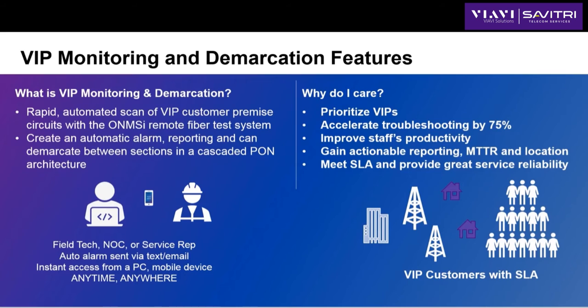PON architecture is cascaded. So in other words, we have a splitter followed by another splitter, and we need to determine what section of the network the fault is in. And by doing that, we can also typically determine how many customers are being affected. And I can show you that on the picture in a minute.